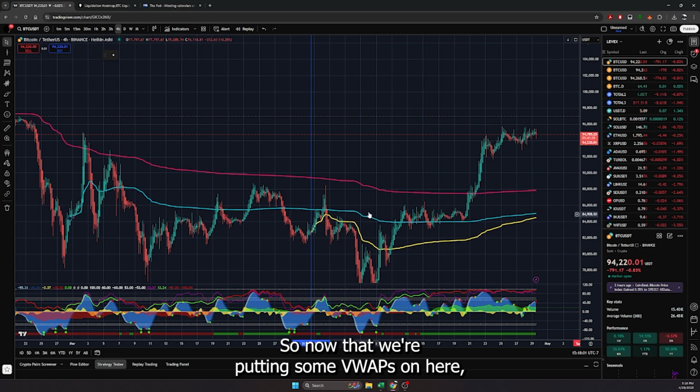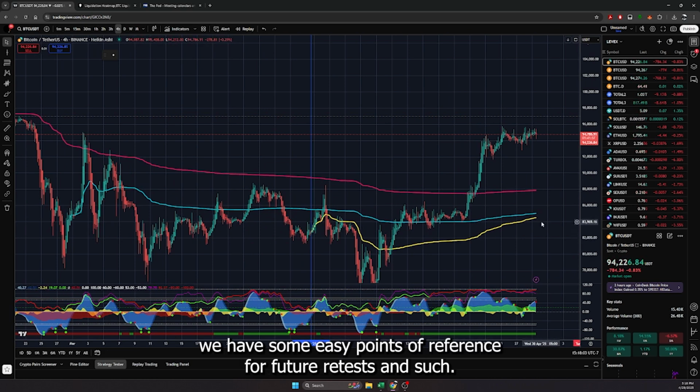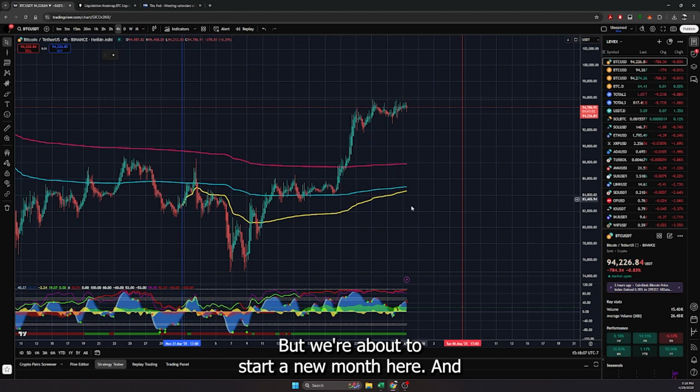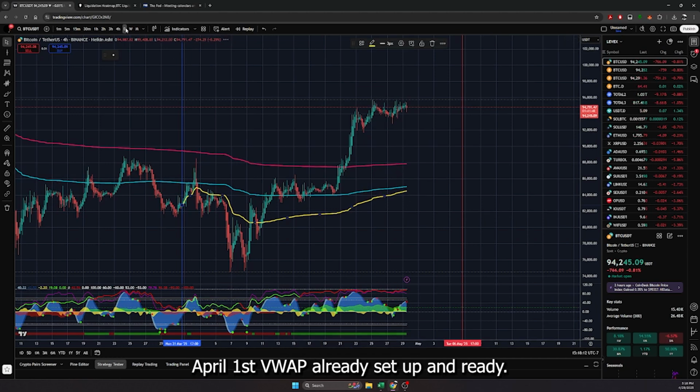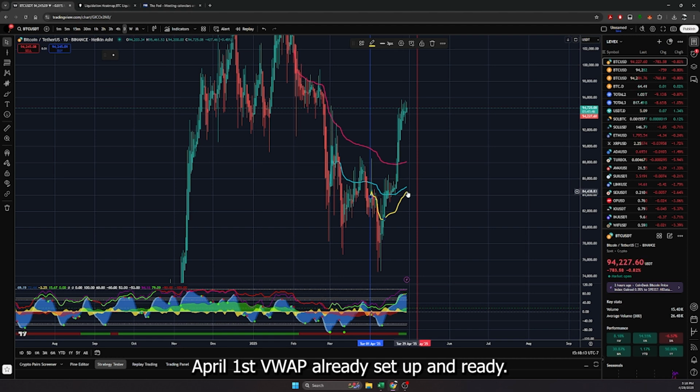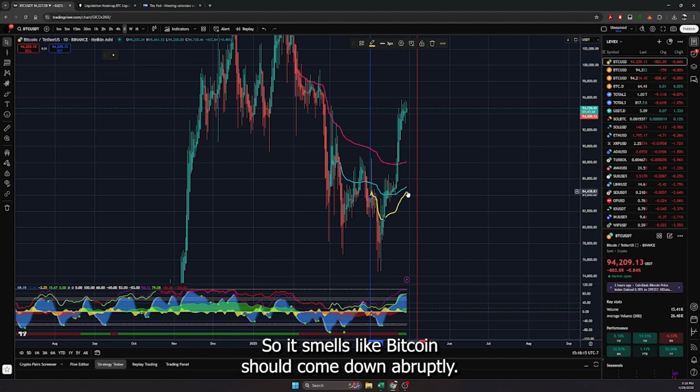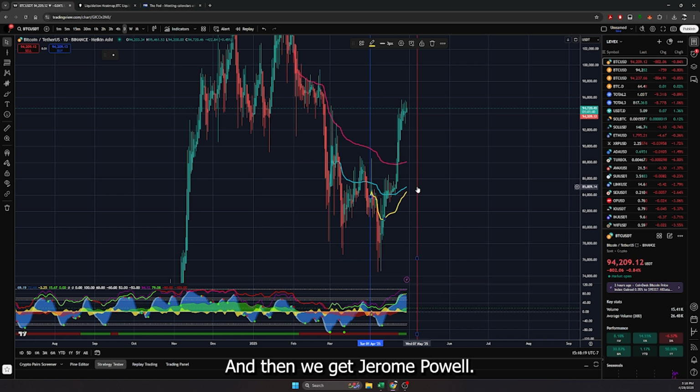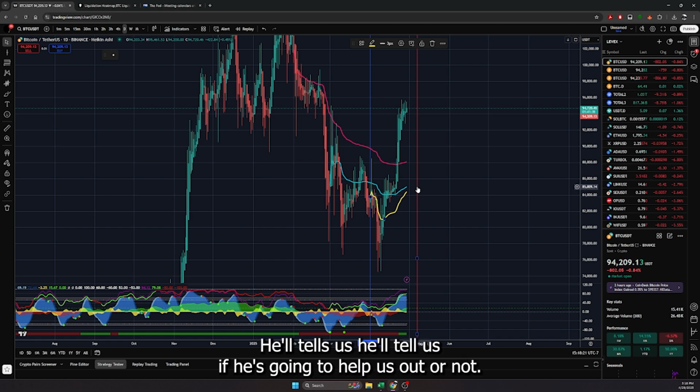So now that we're putting some VWAPs on here, we have some easy points of reference for future retests and such. But we're about to start a new month here. And I have our April 1st VWAP already set up and ready. So it smells like Bitcoin should come down abruptly. And then we get Jerome Powell. He'll tell us if he's going to help us out or not.